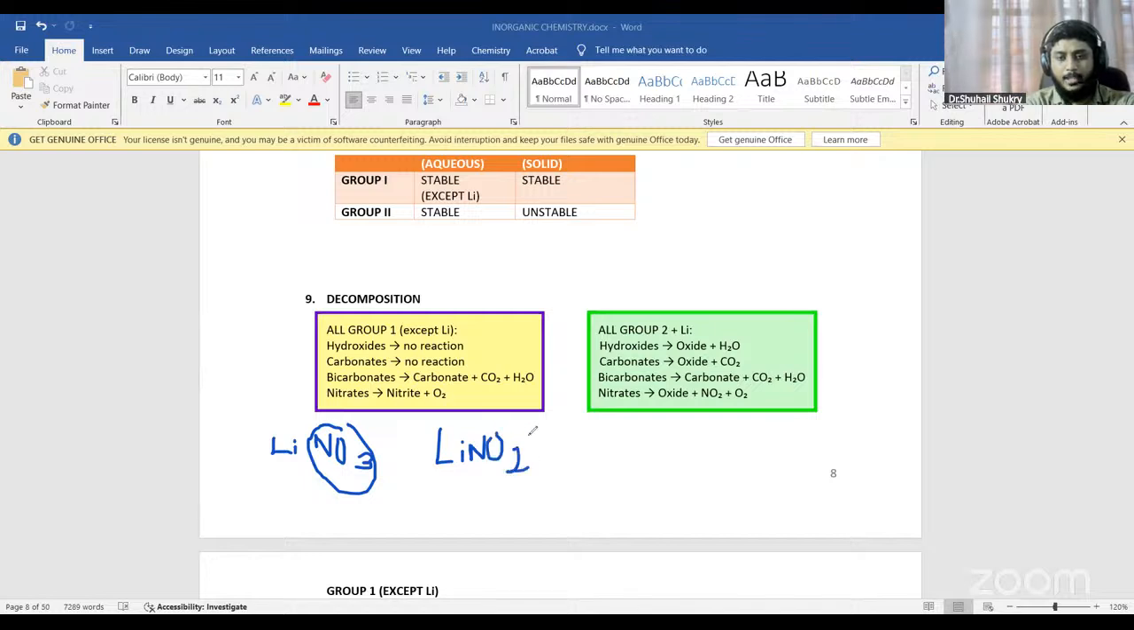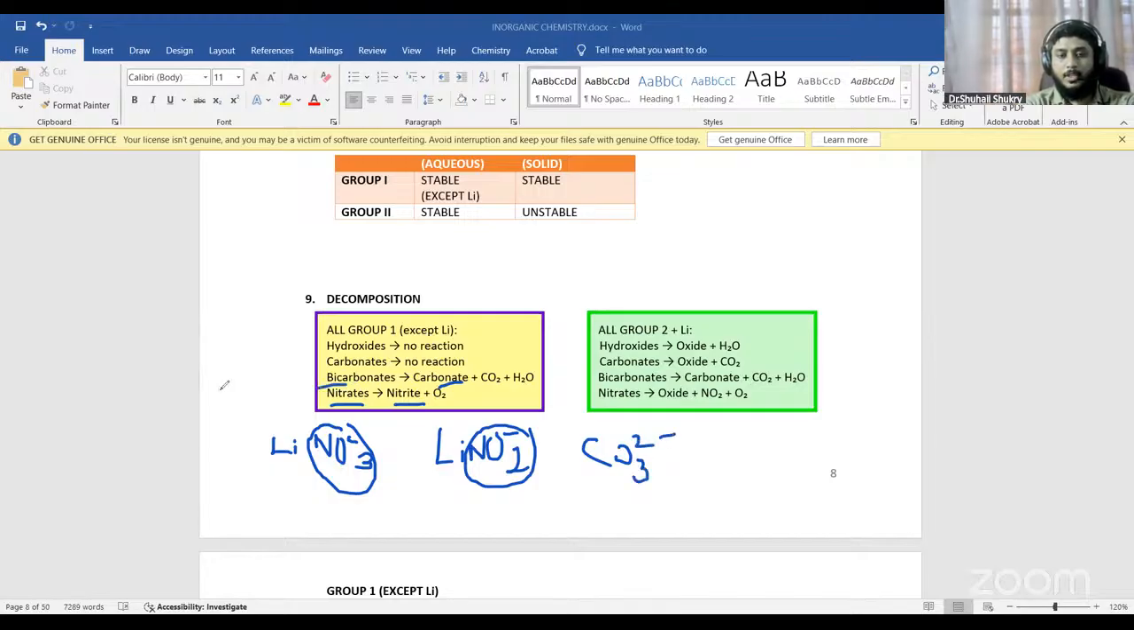If you don't know, you can write it. NO2 minus is nitrite. NO3 minus is known as nitrate. Nitrite means NO2 minus, nitrate means NO3 minus. Carbonate means CO3 2 minus. That is only carbonate.